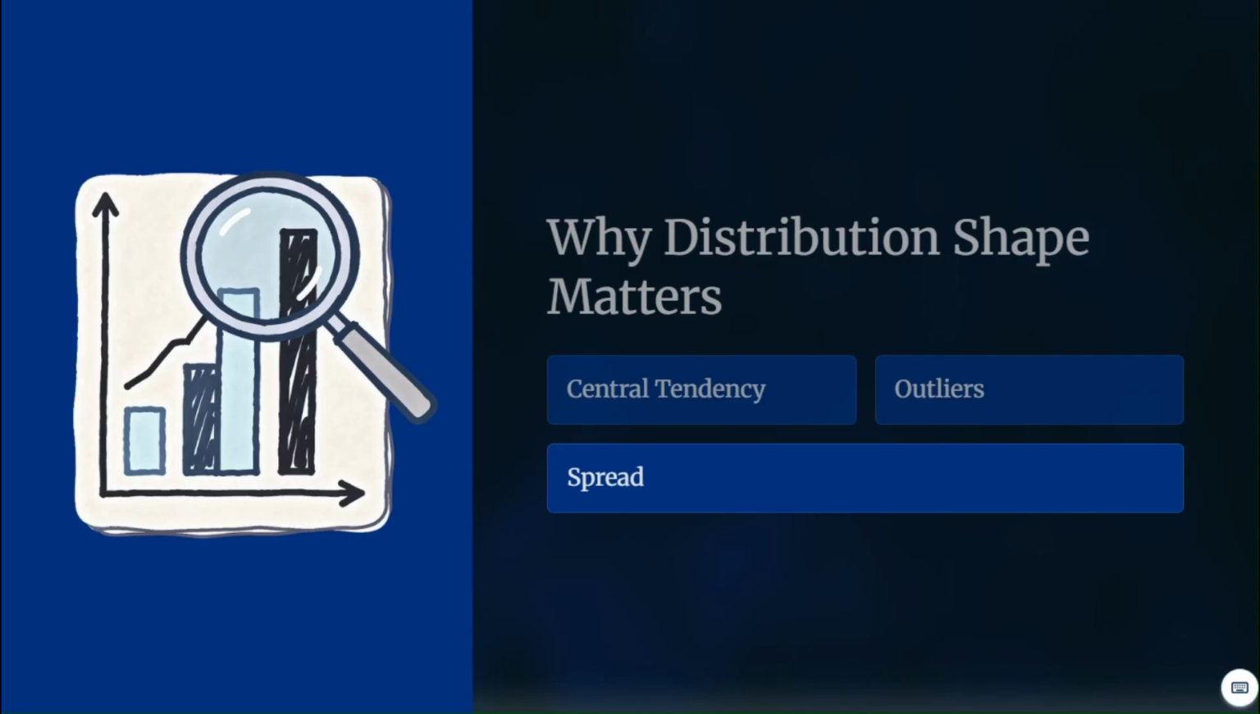The first distribution shape that we'll look at today is the uniform distribution. A distribution is uniform when all intervals have roughly the same frequency. There's no obvious peak. All intervals occur with approximately equal frequency. A key feature is that all bars are approximately the same height on a histogram.